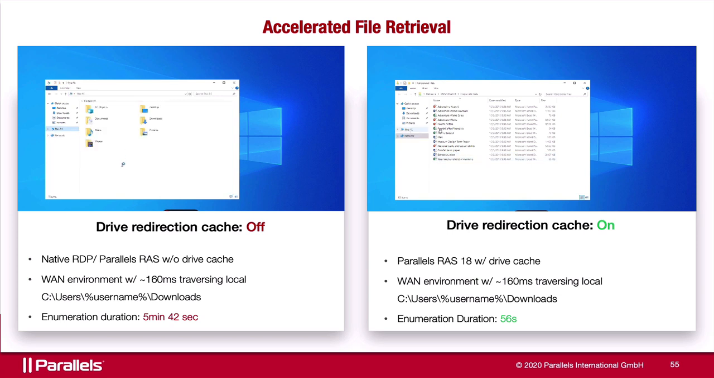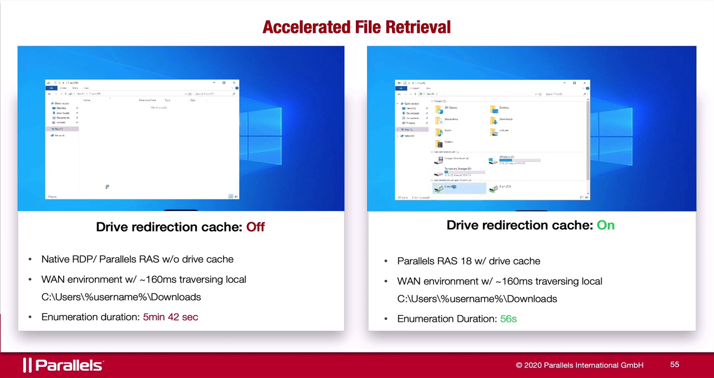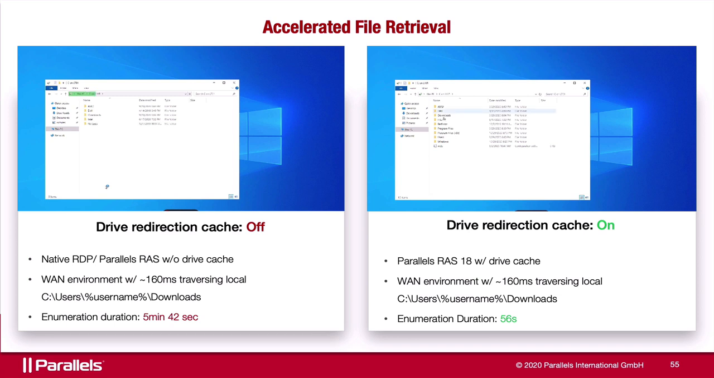Okay, so on the left is the drive redirection cache off, right? Native RDP or Parallels RAS without the drive cache, or maybe an older version of RAS. And on the right, it's turned on. And you can see just the dramatic difference between these two. Just to enumerate the file system and be able to browse the files on the left without that cache turned on, took 5.5, almost 6 minutes to do that. On the right, we're able to do that in less than a minute.